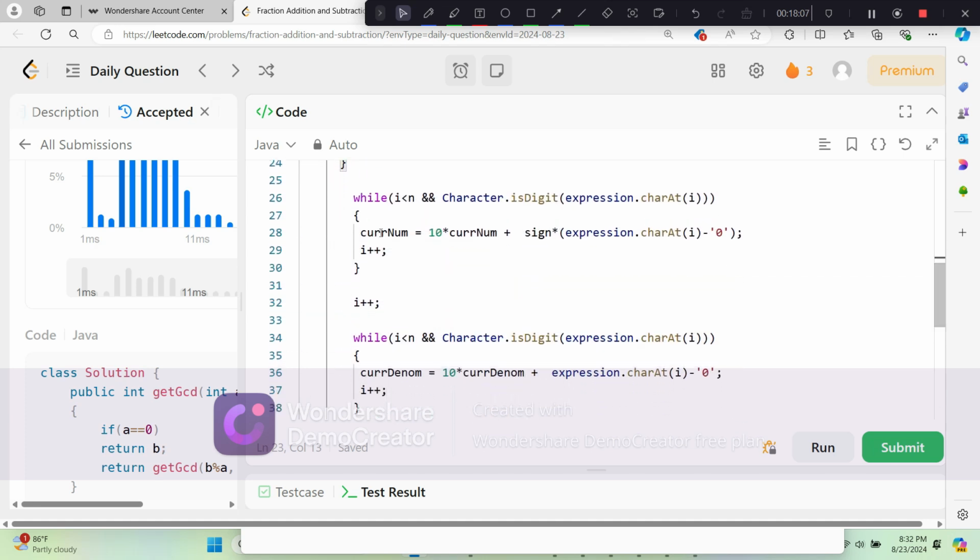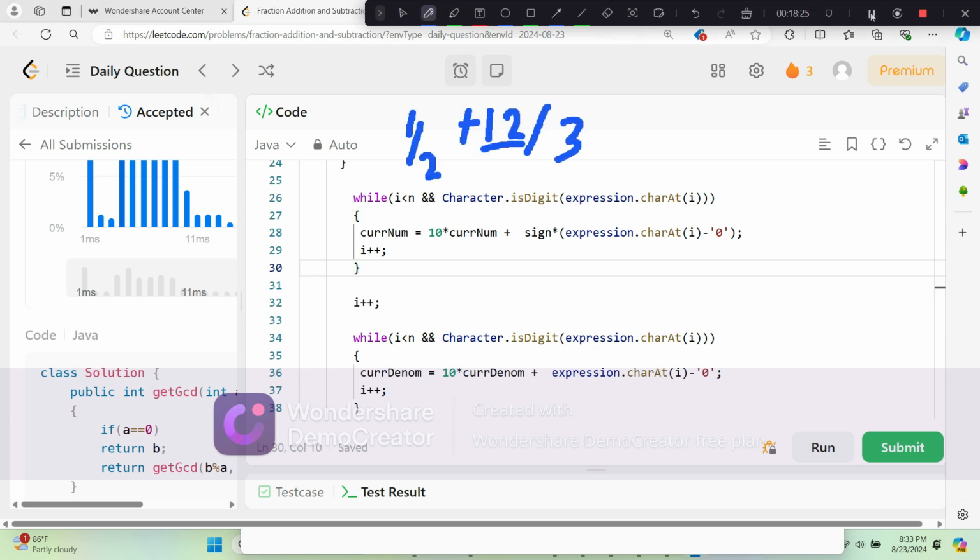Okay, so now come here. So we are checking while i is less than n until the time it is a digit. For example, something like 1 2 3, till that time we keep on going. Okay, and what we are doing, curnum equal to 10 into curnum. So let me explain why it is. So for example, we are at this plus, right? Then we will start these things, right?